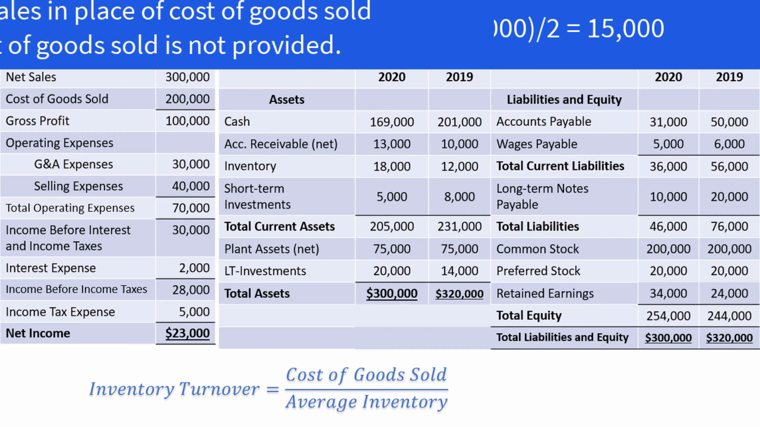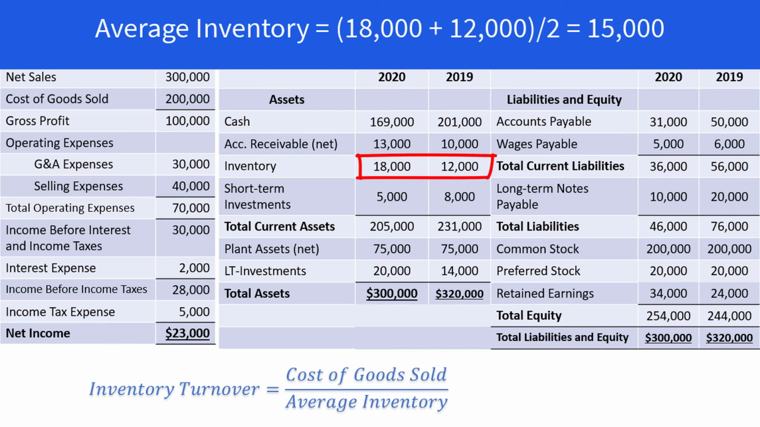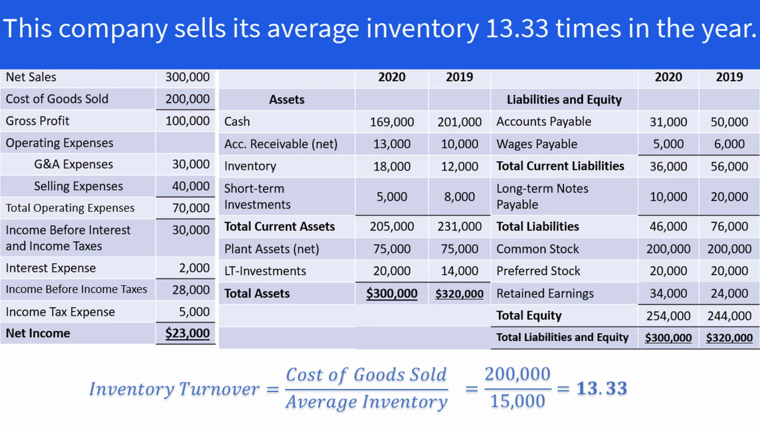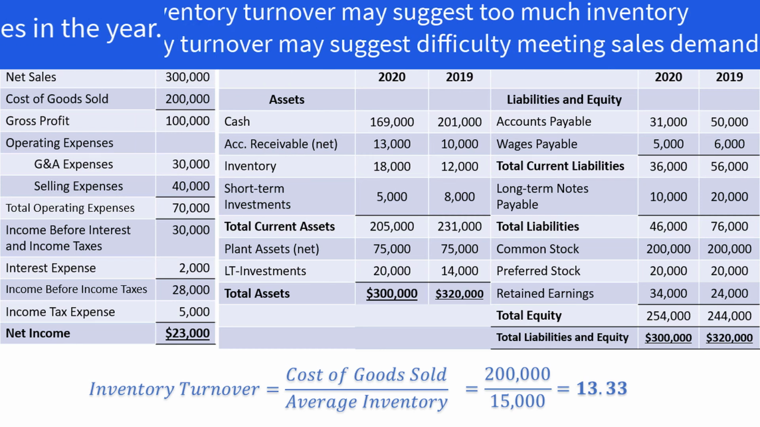Our average inventory is 18,000 plus 12,000 divided by 2, which is equal to 15,000. 200,000 divided by 15,000 equals a 13.33 inventory turnover. This means that the company sells its average inventory balance 13.33 times in the year. A low inventory turnover compared to competitors might suggest the company is inefficiently using their assets by holding too much inventory.